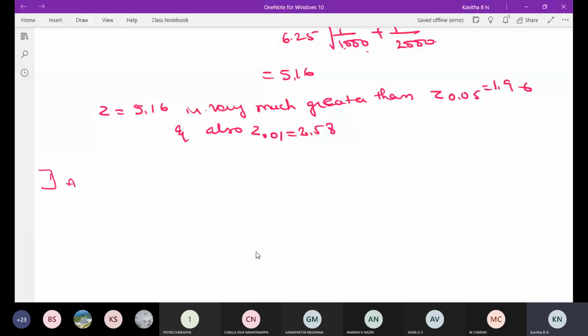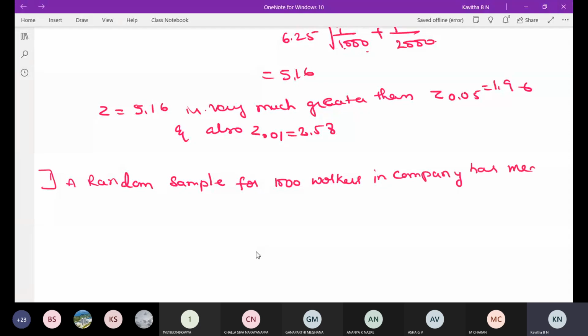A random sample of 1,000 workers in a company has a mean wage of rupees 50 per day and a standard deviation of rupees 15.